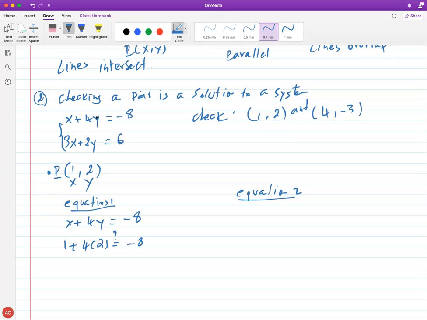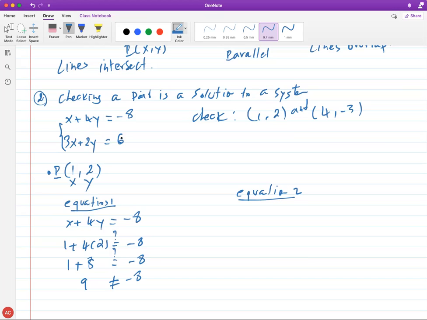Okay, we don't know yet. So we try it here. Then we simplify. So we're going to start with the multiplication. That's 8 plus 1. And again, is it equal to -8? This is 9. This is not equal to -8. So as you can see, this does not work for this equation.